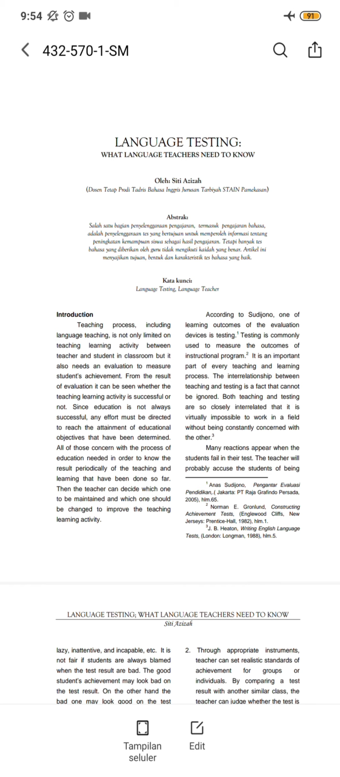Now I want to review language testing: what language teachers need to know. Let me start.